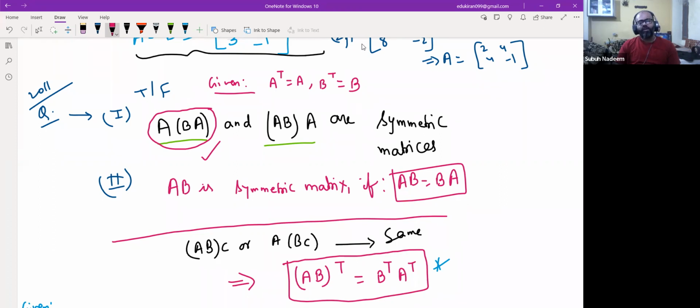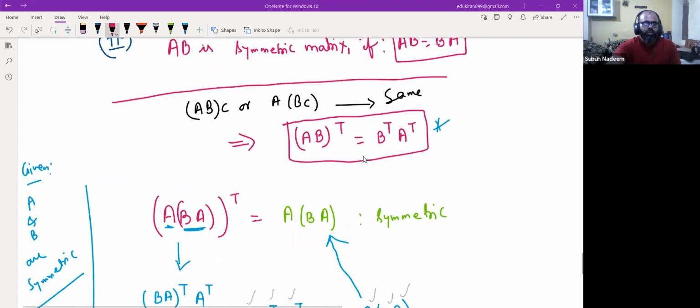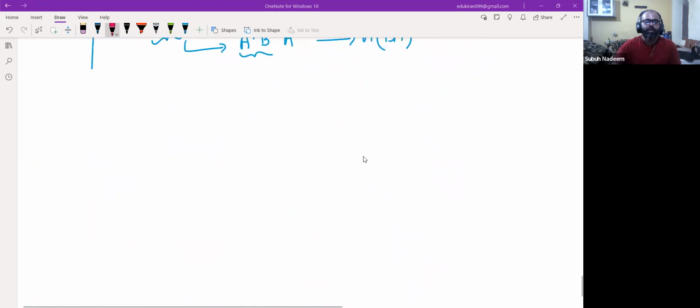Not always, Priyadarshini is saying. It is not always true if it is not commutative. But if it is commutative, then it will be true. Here you should not get confused: it is saying AB is a symmetric matrix. So whether AB is symmetric or not, we don't know. We have to find out.